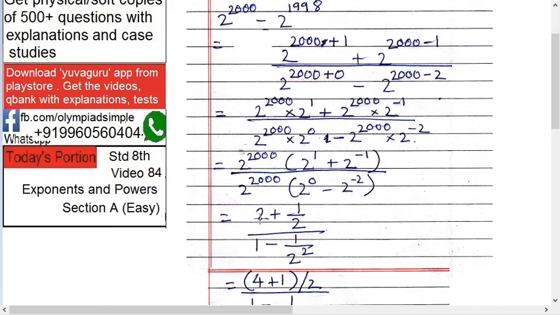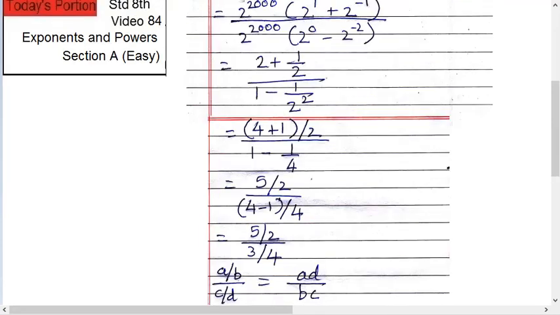It is 2^1 means 2 only, plus 1 upon 2, right? Upon this 2^0 is 1, minus 1 upon 2^2, right? 2^-2 becomes 1 upon 2^2. Now again solve this. So this becomes 2 plus 1 upon 2, and this 2 square becomes 4. We'll solve this also now. So numerator becomes 5 upon 2 and denominator 4 minus 1, 3 upon 4, right?